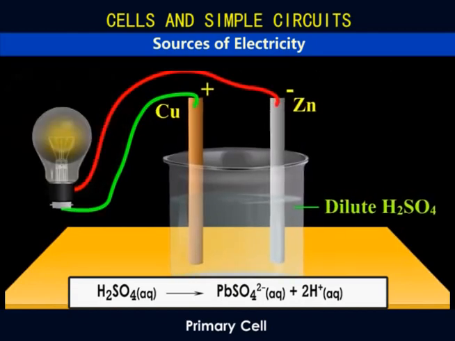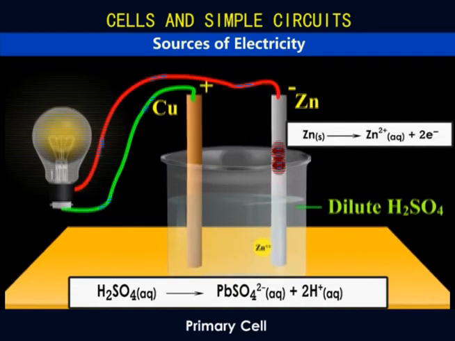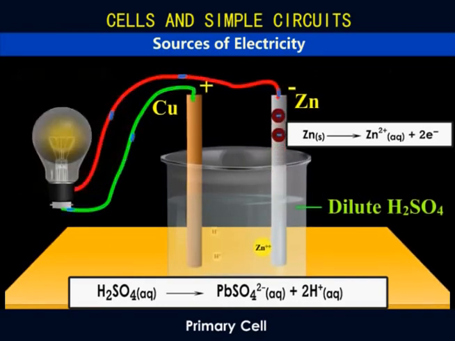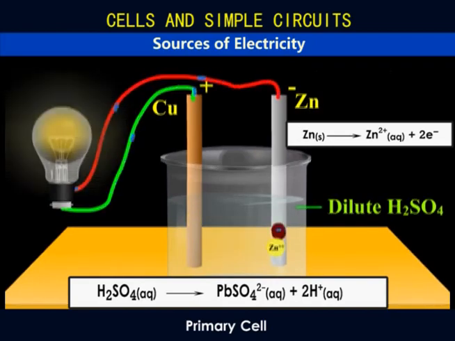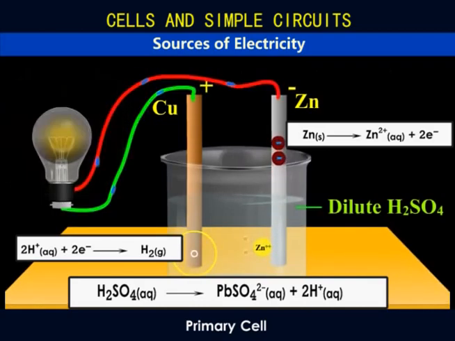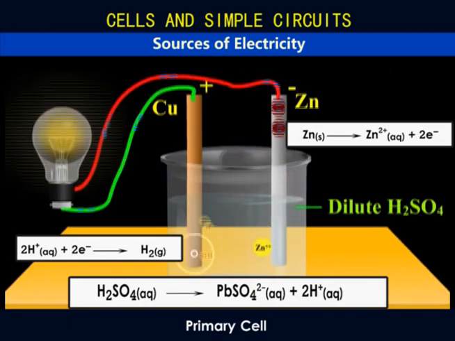At the zinc electrode, zinc atoms get oxidized and go into solution as zinc ions, releasing 2 electrons. These electrons flow along the external circuit to the copper electrode, creating an electric current. At the surface of the copper electrode, the electrons combine with 2 hydrogen ions to form hydrogen gas. The gas bubbles accumulate around the copper electrode in what we call polarization. This creates resistance to current flow.